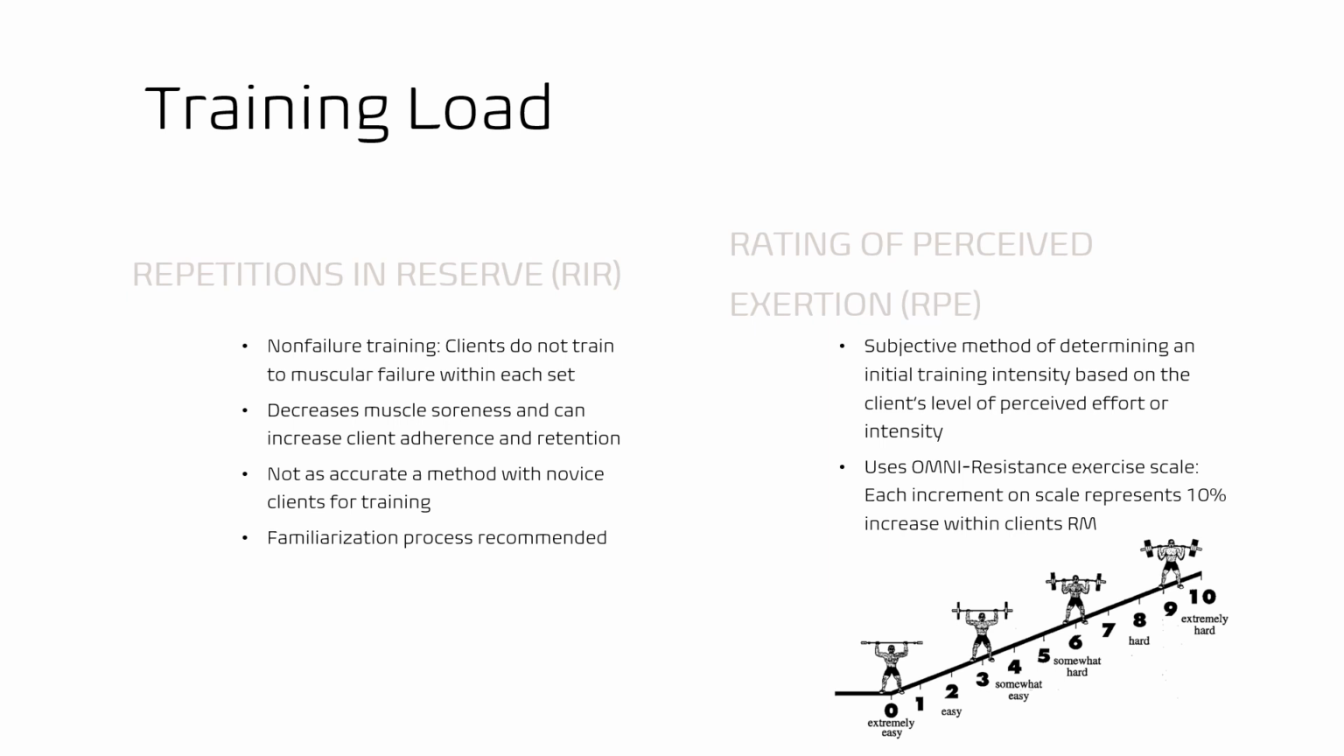Rating of perceived exertion, or RPE, is a subjective method of determining training loads based on how difficult an exercise feels during a set. The Borg rating of perceived exertion scale is commonly used, where a scale of 1 to 10 is used to rate the perceived effort. For example, an RPE of 8 to 9 indicates a high level of effort and suggests that you're close to muscular failure. Adjusting the weight based on your perceived exertion can help you guide your training loads.